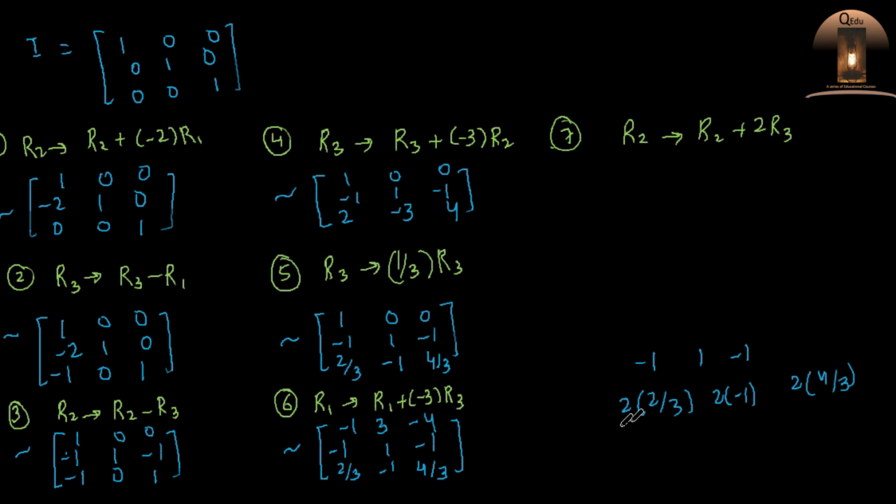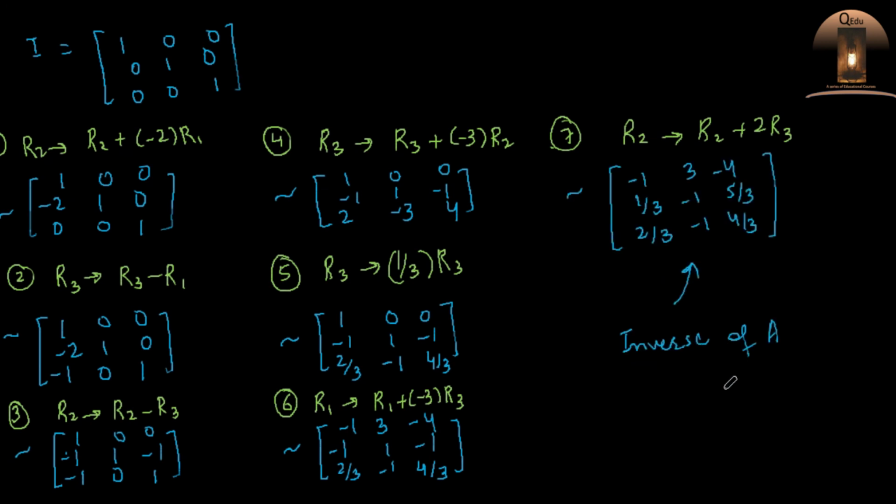So we have 2 into 2 upon 3, and then 2 into minus 1, and then 2 into 4 upon 3. So now add these two matrices, you will have minus 1 into minus 1 plus 4 upon 3, and then 1 minus 2, and then we have minus 1, 8 upon 3. So this will be equals to 1 upon 3, minus 1, and 5 upon 3 in the second row. And this is our matrix which is the inverse of A. So we can indicate this matrix as A inverse.